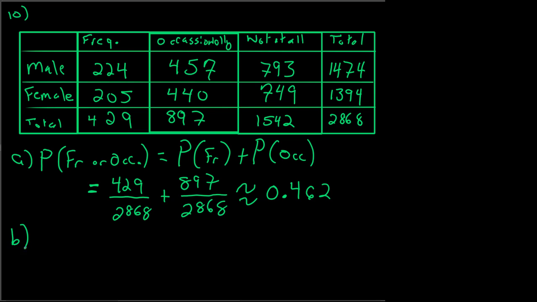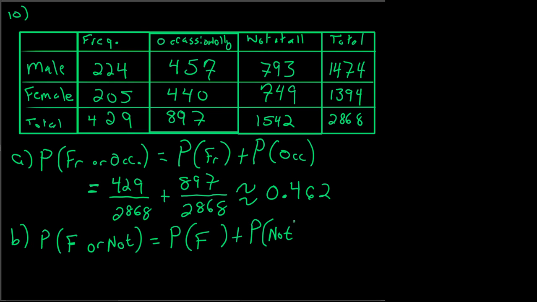Now the second question asks, what's the probability that the person is female, so I'll use F for female, or not involved? Here we have the probability of being female plus the probability of not at all. But there is an overlap right here. There is an overlap of female respondents that are also in the not at all category. So we have to get rid of the ones that overlap.